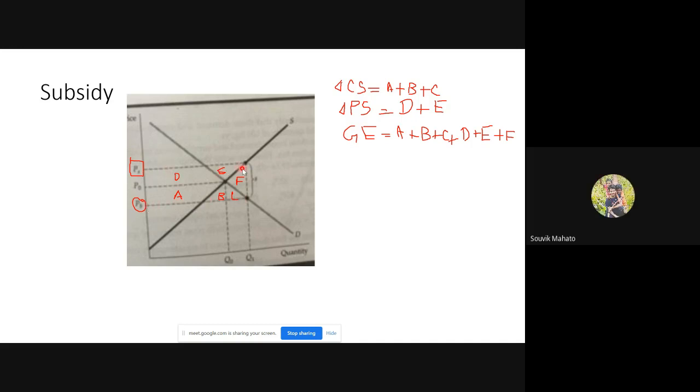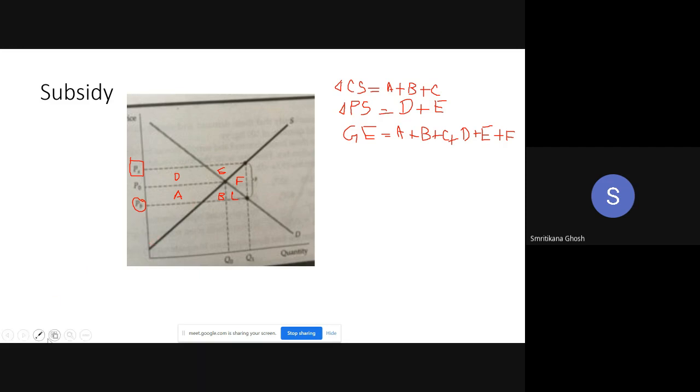Okay. So I can say this is given by the government to the economy. So what is the area? The total, whatever I have written, A, B, C, D, E, F. This is the total expenditure by the government. So it is given by the government to the market.